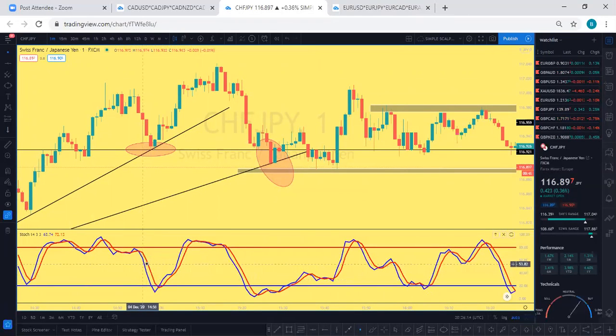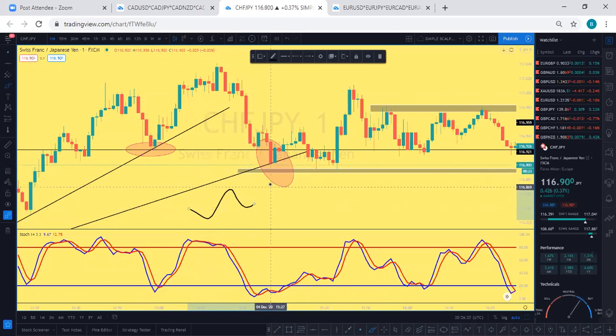Whenever you see the blue crossing over the red, please listen, guys. I told you something. Somebody should answer this question: did I teach you structure? I taught you structure, uptrend. Did I teach you that? Yes, you did. Okay, I did, right?